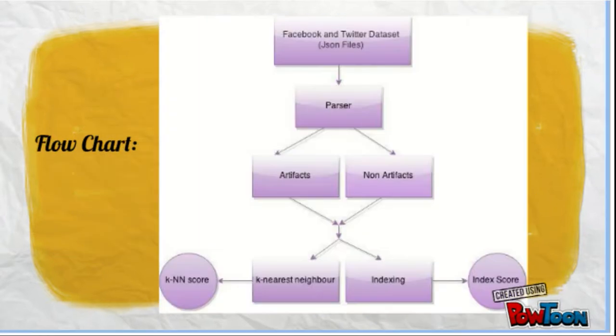So here's the basic flowchart. We crawl the Facebook and Twitter dataset to get the JSON files. These files are then parsed to get various artifacts and non-artifacts. Then we apply these two methods, indexing and k-nearest neighbor, to get the score. We also tried clustering with k-means, but the results were not that good, so we continued with these two methods. For more detail, refer to the report given in the video description.